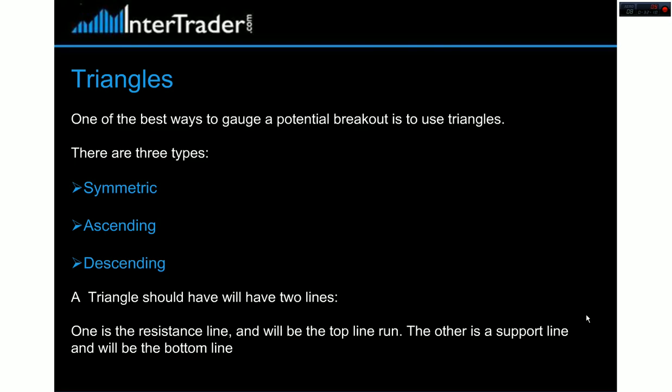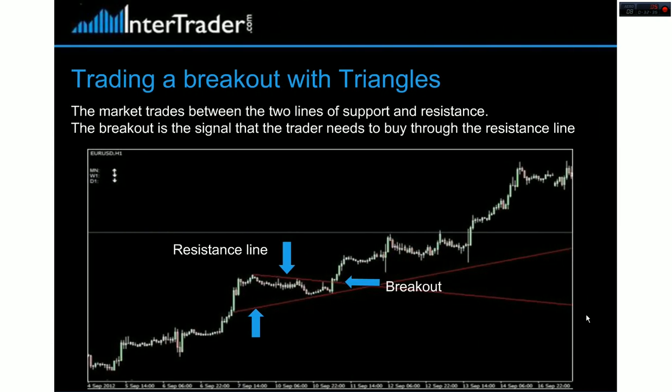Another good way of trading breakouts is using things like triangles. These are other well-known technical patterns that basically show us the markets are moving in a structured manner. When we get to the point of the triangle, that's when the breakout is going to be. We can have symmetrical, ascending or descending triangles, but they should always have two lines: one is a resistance line, and the other is a support line. The closer they get together, the more likely we are to have a breakout at some point.